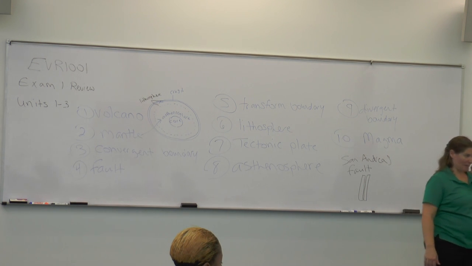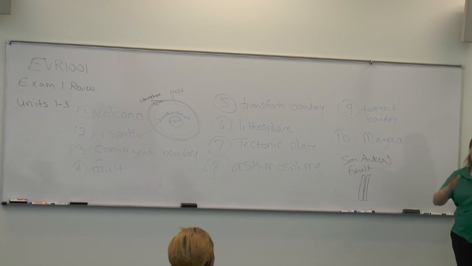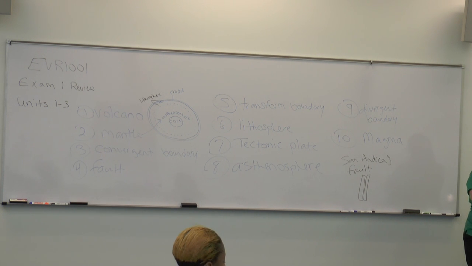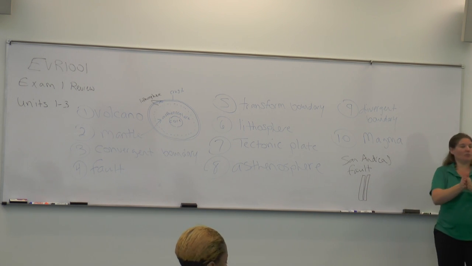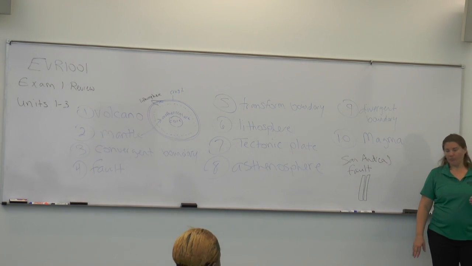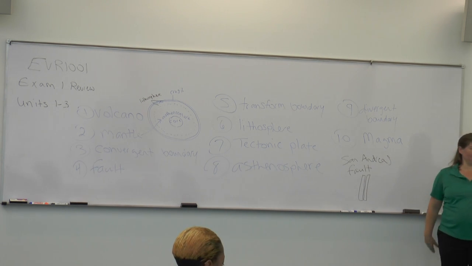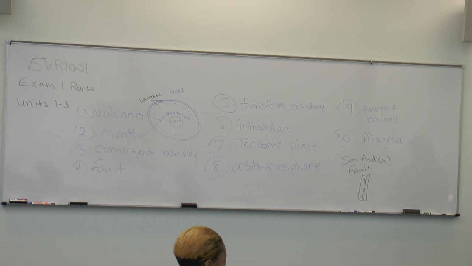Side by side. They don't spread out. The transform boundary, like the San Andreas fault, moves like this. Okay? But if it's going like this, it's going to break and cause all the rocks that were in the middle to break down into basically dust. This one doesn't go forward or away, it slides side by side. Okay? And this is being recorded, so you can watch this over and over again.